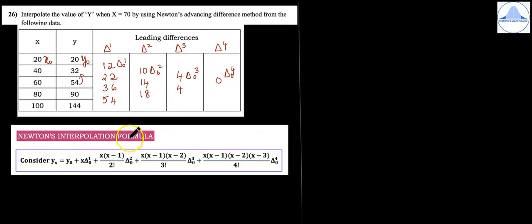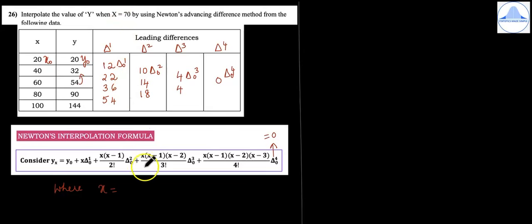So next you write Newton's interpolation formula. Consider yx is equal to y naught plus x delta naught to the power 1 plus x into x minus 1 by 2 factorial delta naught square plus x into x minus 1 into x minus 2 by 3 factorial delta naught cubed plus x into x minus 1 into x minus 2 into x minus 3 by 4 factorial delta naught to the power 4. So now because delta naught to the power 4 is equal to 0, this whole term will reduce to 0.